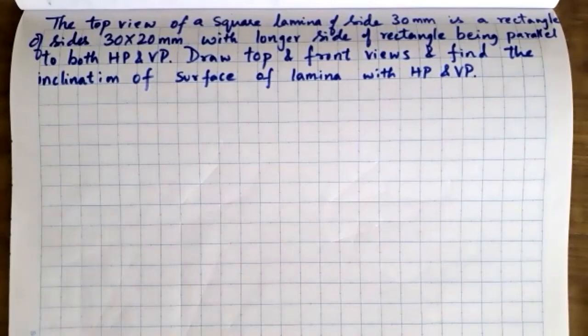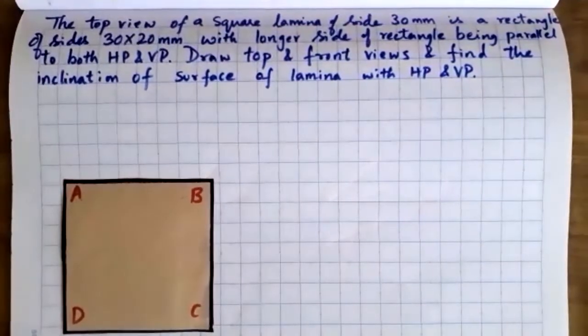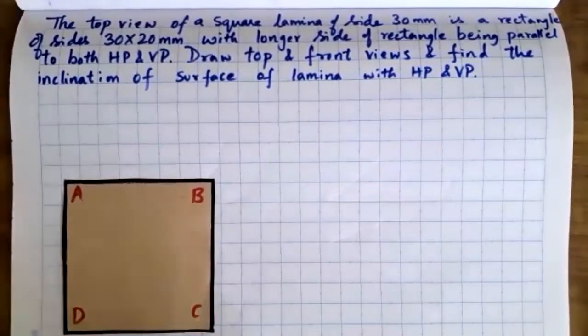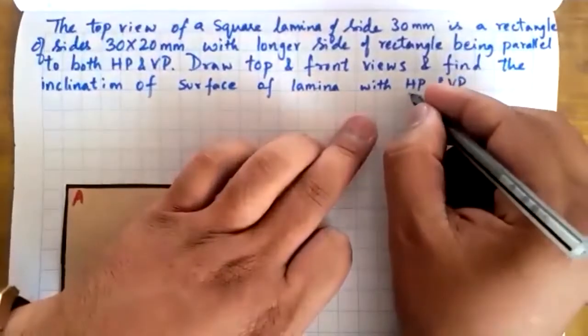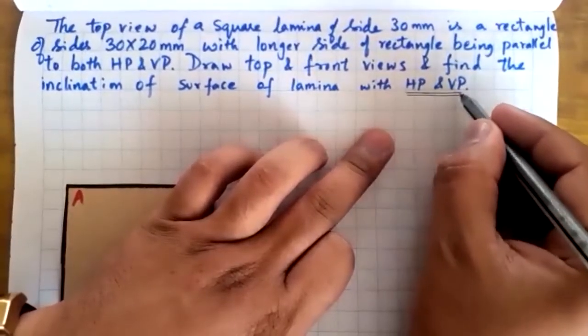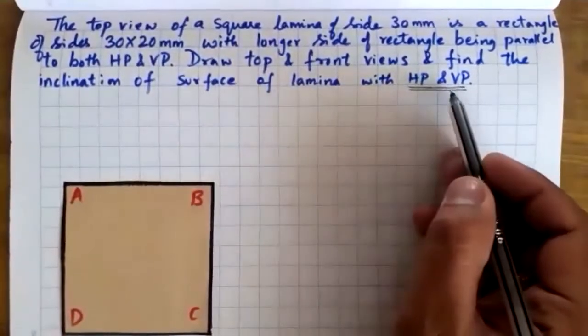Write down the problem. A top view of a square lamina of sides 30 mm is a rectangle of sides 30 by 20 mm with the longer side of the rectangle being parallel to both HP and VP. Draw the top and front views and find the inclination of surface of the lamina with HP and VP. Underline this last term, inclinations with HP and VP. Find the inclination of the surface of the lamina with HP and VP.